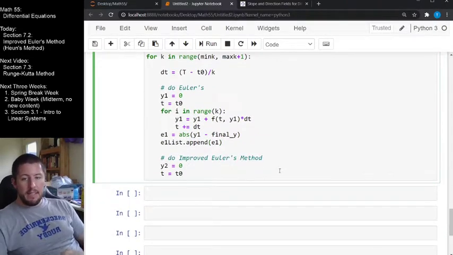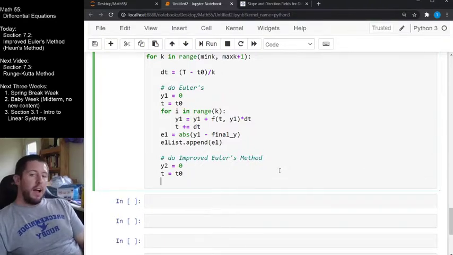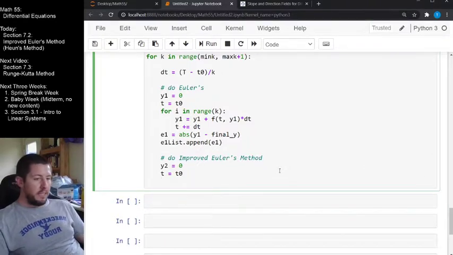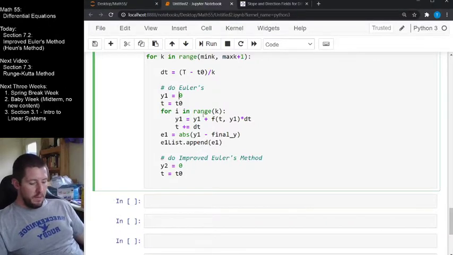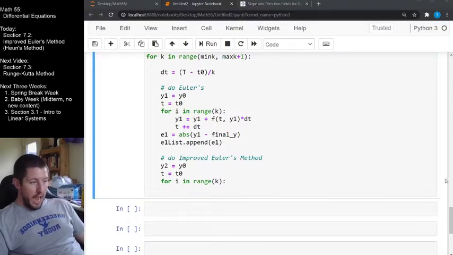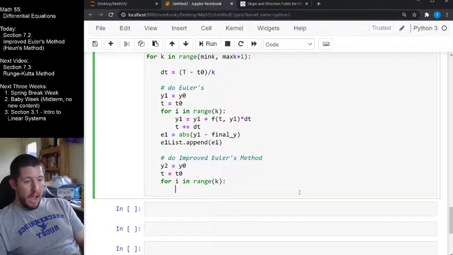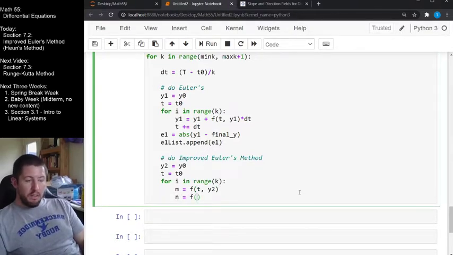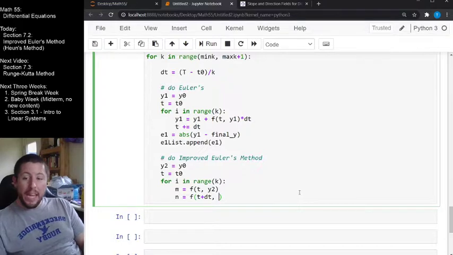Let's basically do that exact same thing right here. I just have a little bit more code, right? I'm going to define y2 to be 0. I'm going to define t to be t0 right here, our initial value. Again, I want to do for i in range k. I want to do k steps, but in this case we know that we need to get our m and our n. Our m is our function evaluated at the current time and our current value. Our n is our function evaluated at the next time, t plus dt, and we want to estimate our next value using regular Euler's method.